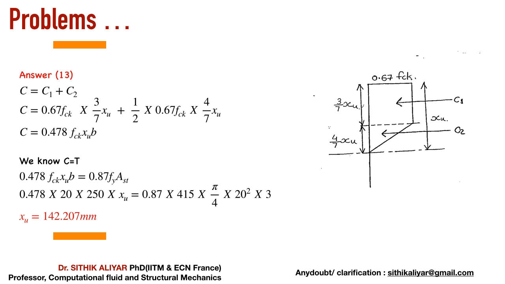This is the correction they told you. So how to derive this formula now? We know force is always stress into area. So we are dividing into 2 sections. You can see C equal to C1 plus C2. C1 is the rectangular portion, C2 is the triangular portion.